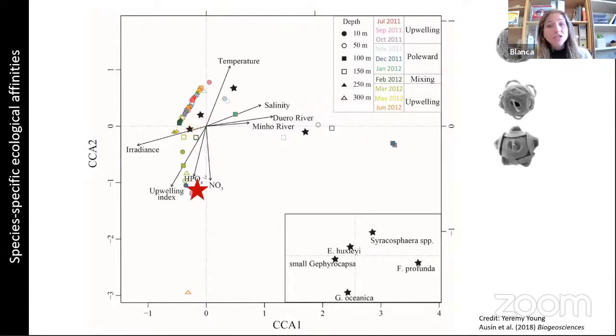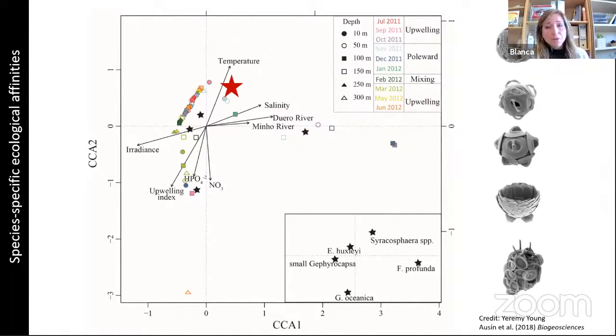Gephyrocapsa oceanica shows a clear preference for colder, high nutrient waters during the upwelling season. We can see here that it's located very close to these nutrient arrows and also the upwelling index, but very far away, at the opposite side of the temperature gradient. Conversely, Florisphaera profunda shows affinity for the downwelling regime and low productivity conditions. And finally, Syracosphaera genus is linked to warmer oligotrophic waters during the non-upwelling season.